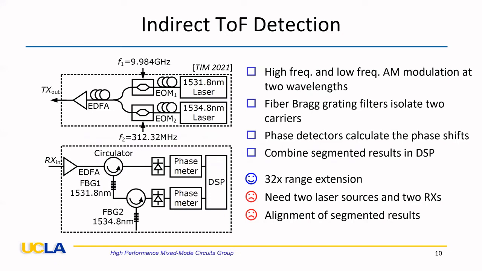This is an example of segmented measurements. The transmitter has two laser carriers at two different wavelengths. The two laser carriers are modulated by two EO modulators separately, one at a high frequency of 10 GHz, and another at a low frequency of 300 MHz. The 300 MHz low modulation frequency measures the full range of the distance. Within a 10 GHz period, the high carrier frequency takes over the measurement with high precision. This segmented measurement extends the measurable distance by 32 times.